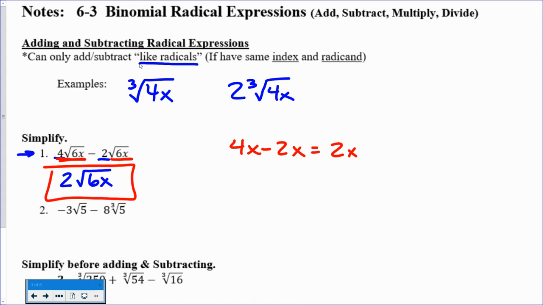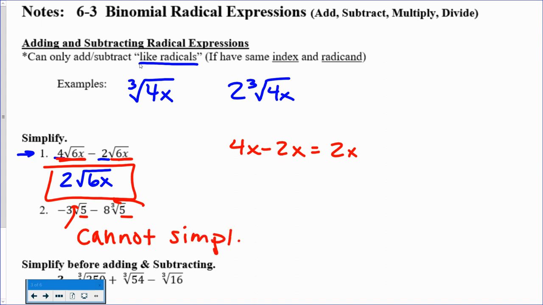Okay, for number 2, I have negative 3 square roots of 5 minus 8 cube roots of 5. They both have the same radicand, but they do not have the same index. That one's a cube root. There's no number here, so this is a square root. So I cannot simplify it any further. There's nothing more I can do. So I'm going to say cannot simplify.